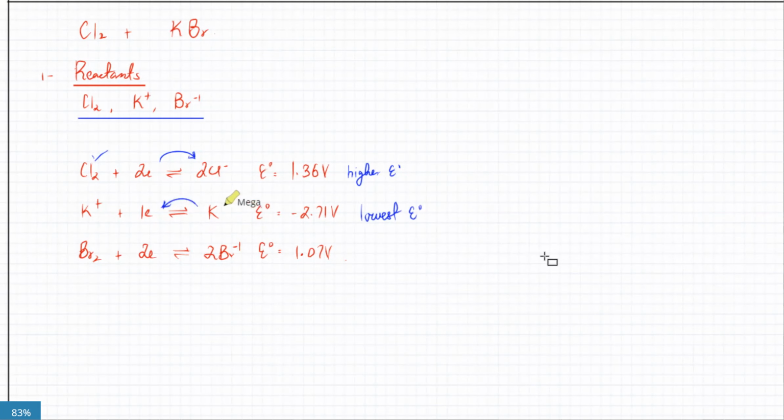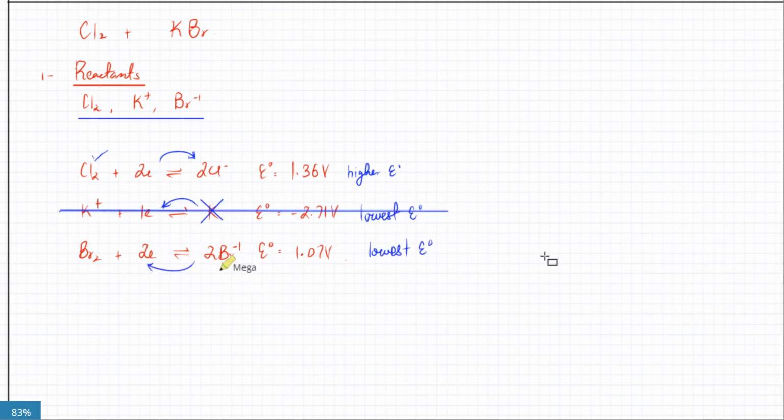But I don't have K with me. I don't have K anywhere. I do have K+1 ions, but I've got no K. So I'm not going to actually use this equation because there is no K present. So we're going to cut this equation out. And then by default, the lowest one is going to be this one. That's going to be our lowest E naught. That's the one that's going to lose electrons.